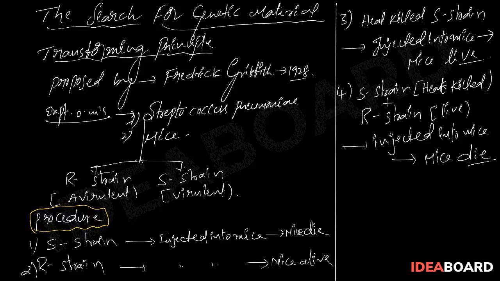Finally, he concluded that R-strain bacteria had somehow been transformed by the heat-killed S-strain bacteria, and some transforming principle transferred from the heat-killed S-strain had enabled the R-strain to synthesize a smooth polysaccharide coat and become virulent. This must be due to the transfer of genetic material. However, the biochemical nature of genetic material was not defined from his experiments.